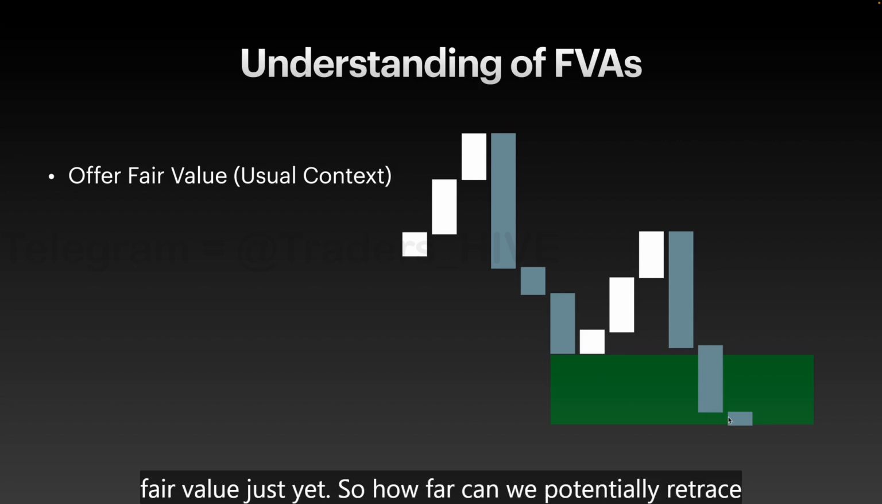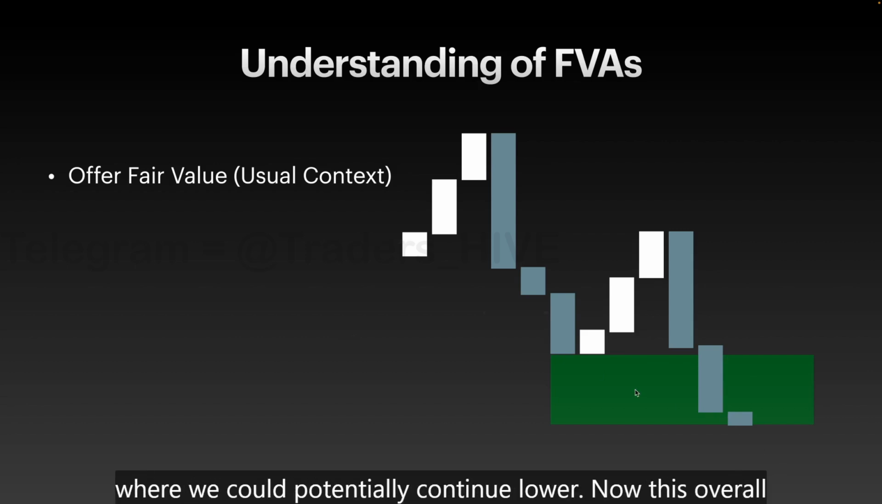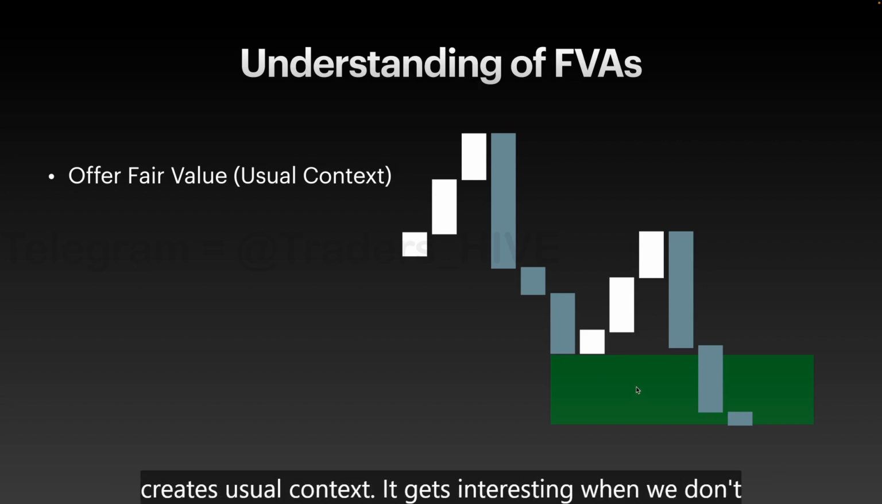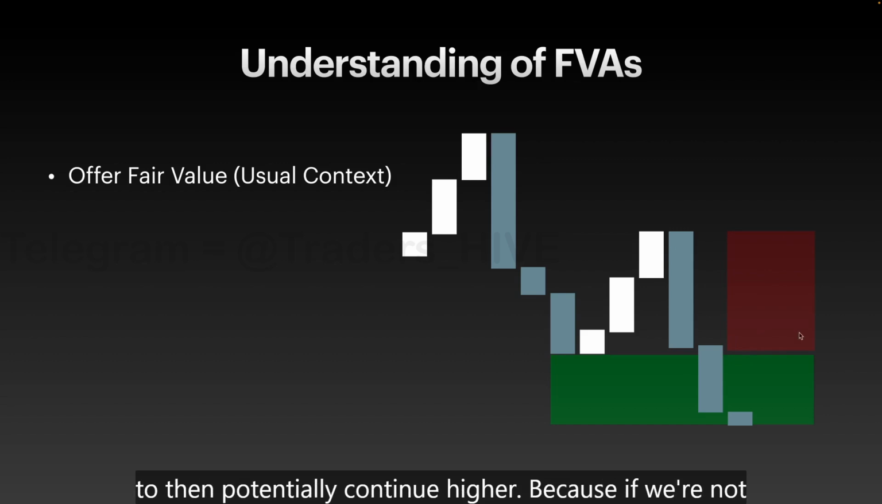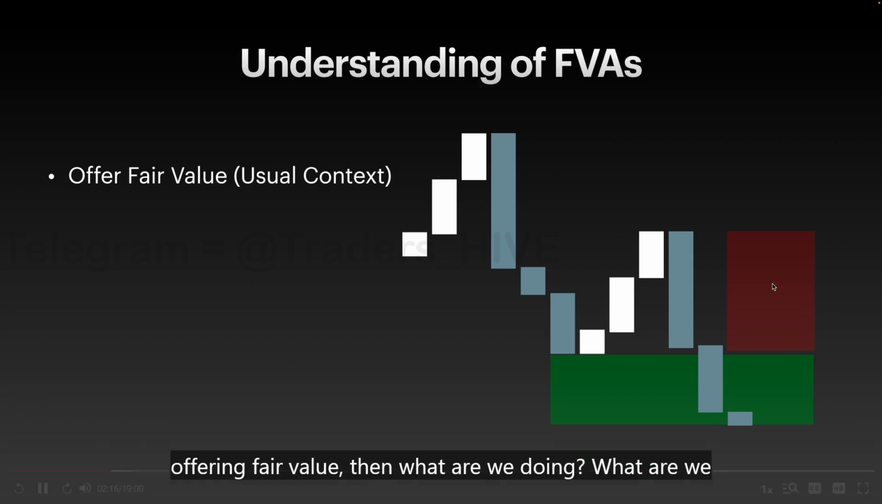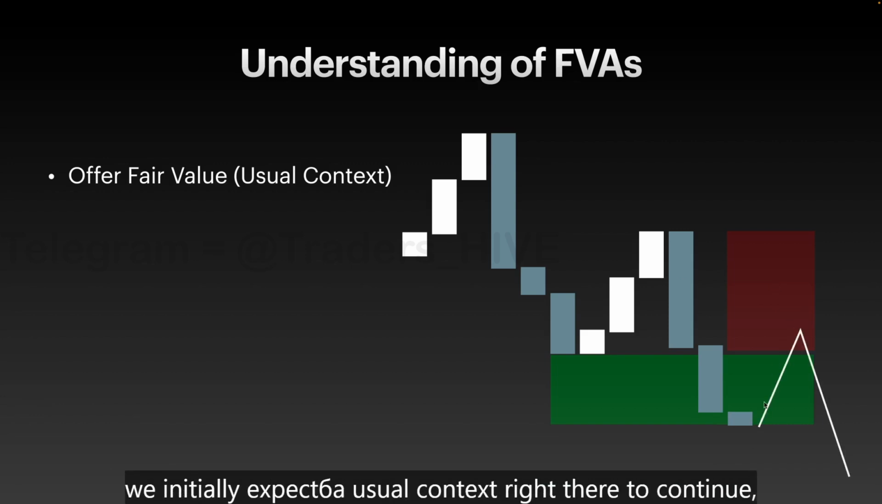So how far can we potentially retrace until the low of the fair value area right there to then potentially continue lower? Now this overall creates usable context. It gets interesting when we don't offer that fair value anymore and we start to retrace very deep into the fair value area, into the red area right there, to then potentially continue higher. Because if we're not offering fair value, then what are we doing? We are seeking liquidity. So right here, this is what we initially expect. Usable context right there to continue lower.